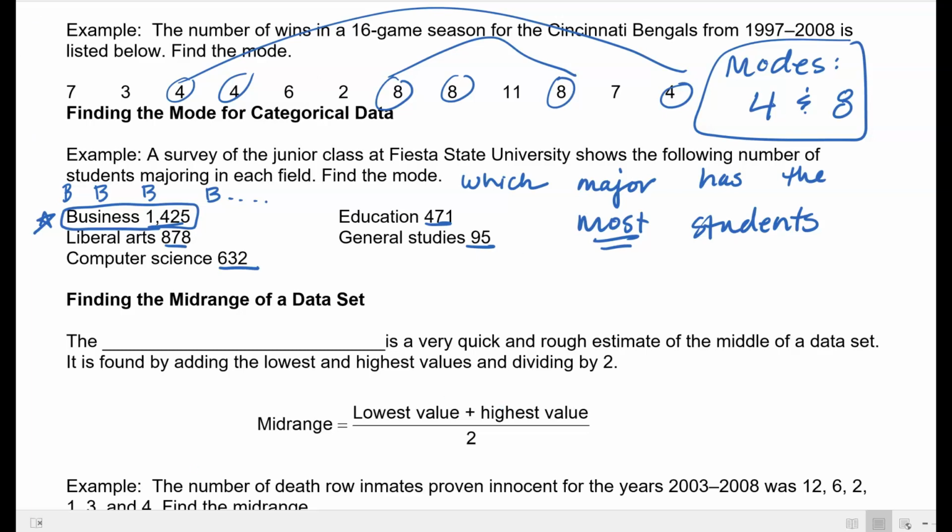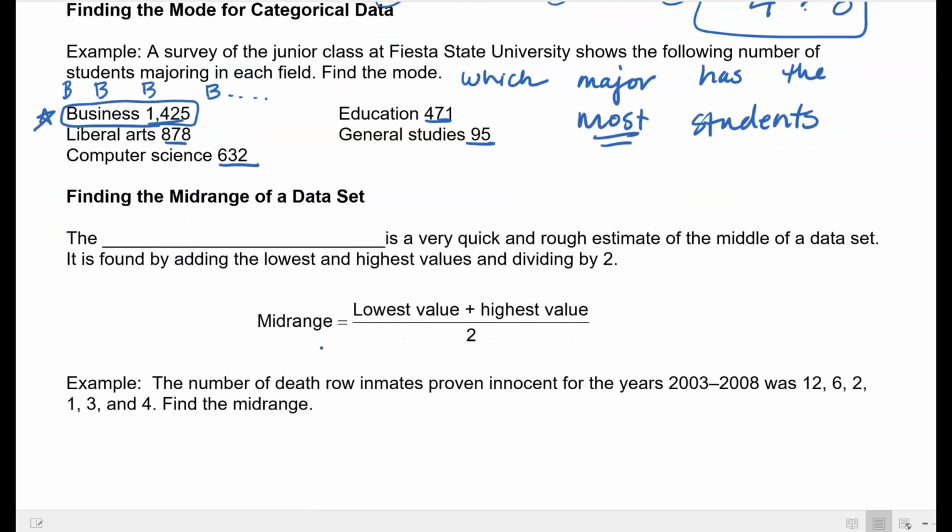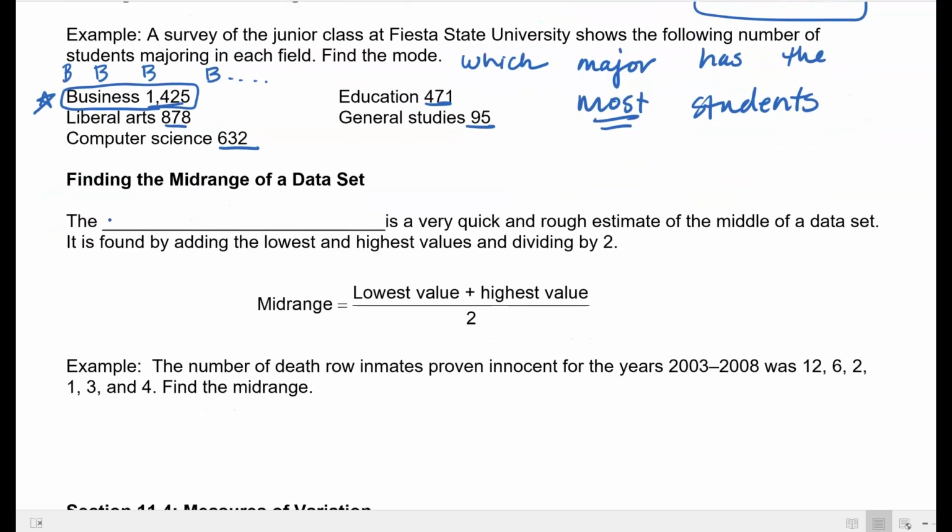The last one is called mid-range, and we've actually already done this before. So mid-range is really quick, which is nice. It's a rough estimate of the middle, and you just have to take the lowest and the highest value and divide by 2. So let's do an example.